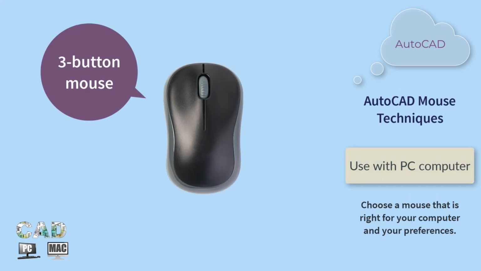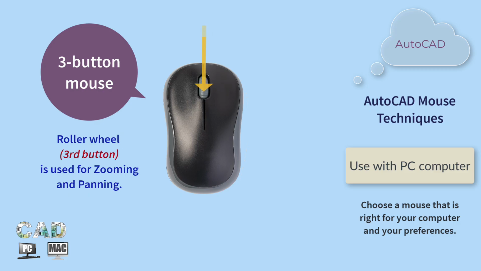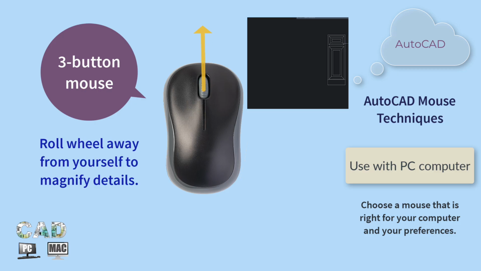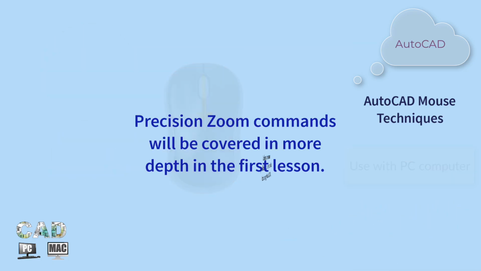So far, we've looked at a 3-button mouse typically used with AutoCAD PC. The left button is used for selecting objects, and the right button is used for accessing the mini-menu flyout of commands. The roller wheel is used for magnifying parts of the drawing. When you roll the wheel away from yourself, you zoom in closer to drawing details. When you roll the wheel toward yourself, the screen will show more of the drawing, but with less apparent fine detail. In the first lesson, we will go over precision zooming techniques.